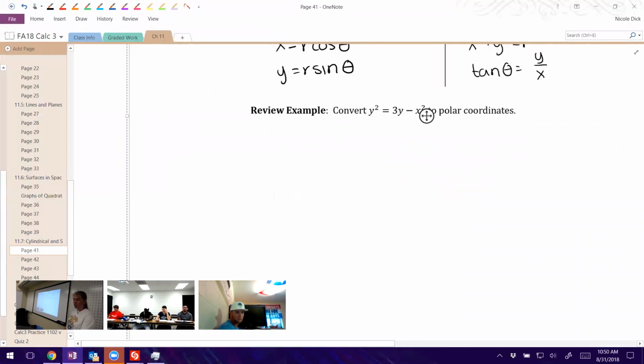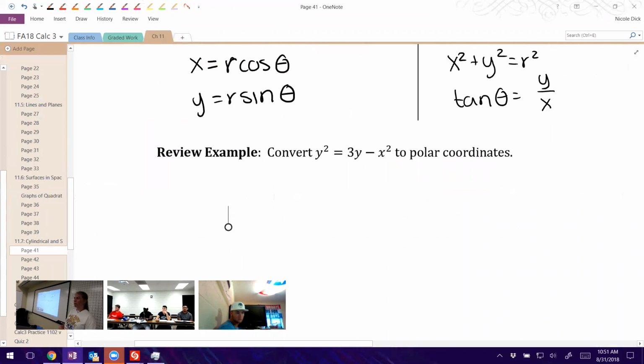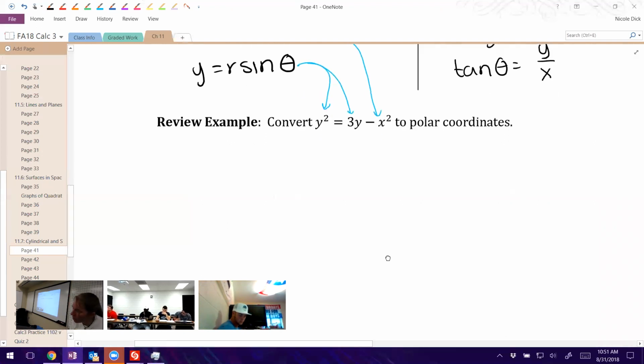Since this is review, does anyone remember what we could do to convert this to polar coordinates? We wanted to get in terms of r and theta. Yeah, 3r sine theta. So if nothing else, we can go back and take this information and plug it into the other equation and then just do a bunch of math. And that's a fine way to do it. There's nothing wrong with doing it that way. That way will always work.